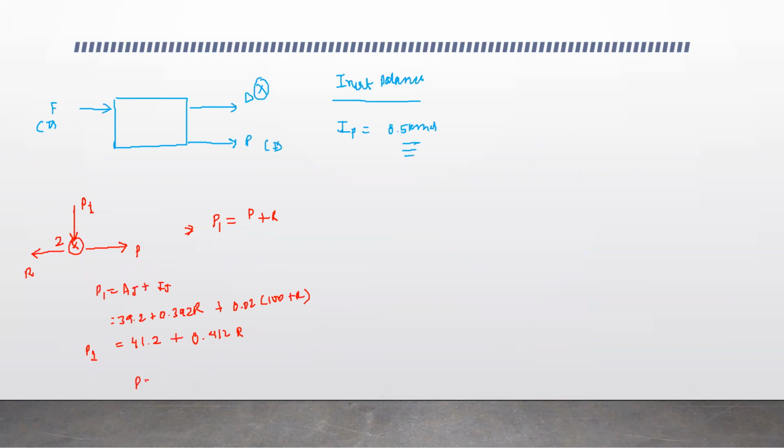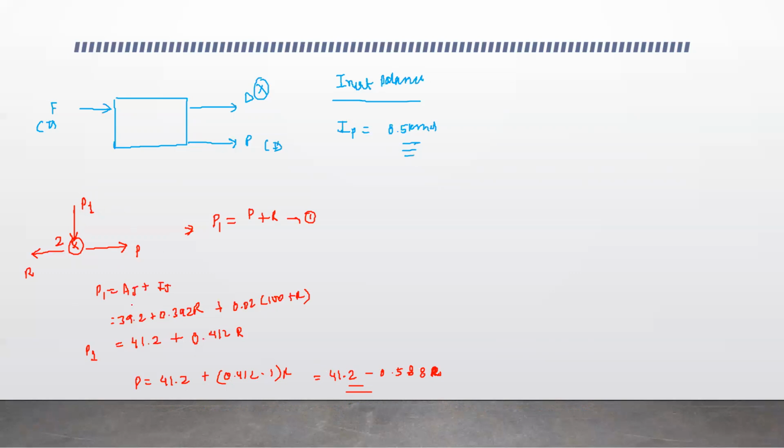Therefore, from here you will get P as P1 minus R. So that is 41.2 plus 0.412 minus 1 R. All right. So 0.412 minus 1 is minus 0.588. So this becomes 41.2 minus 0.588 R. That is going to be P1, all right, P1 in the Purge stream. This is what you're going to get in the Purge stream.